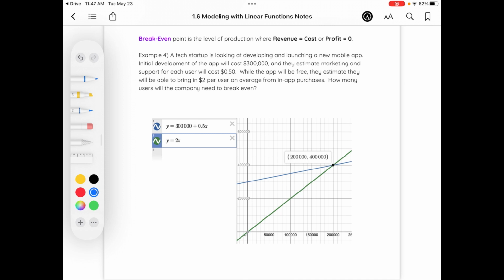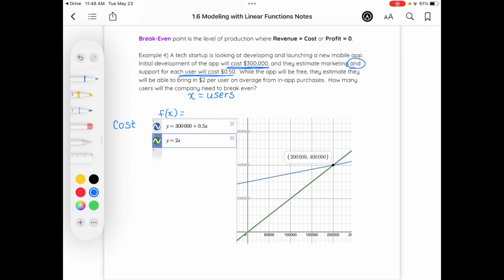So the variable here is the user. I'm going to let x equal the number of users that we have. So when I'm looking at just this part, we have the initial cost of $300,000 and each user costs 50 cents per user. So when I'm looking at the cost, our y value or our function is equal to $300,000, the startup, plus 50 cents times the number of users.